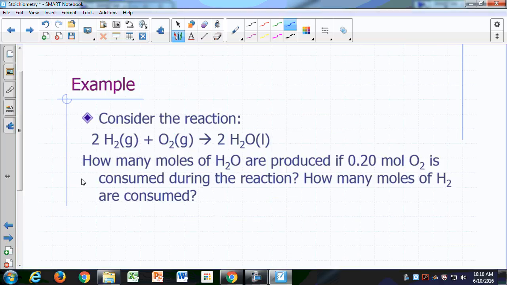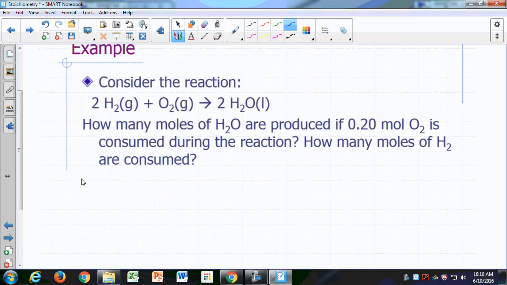Let's look at an example here. Suppose you have this reaction, 2H2 gas plus O2 gas yields 2H2O liquid. How many moles of water are produced if 0.2 moles of O2 is consumed during the reaction? Well, let's see if we can do this in our heads without doing any calculation. 1 mole of O2 would give you 2 moles of H2O, right? 1:2. So if I have 0.2 moles of O2, then that should give me twice as many moles of water, so it's going to be 0.4, right?